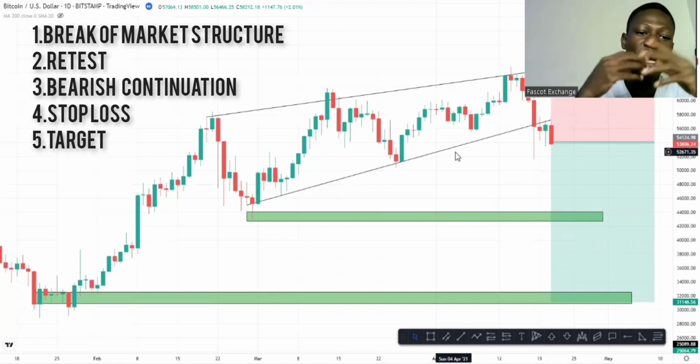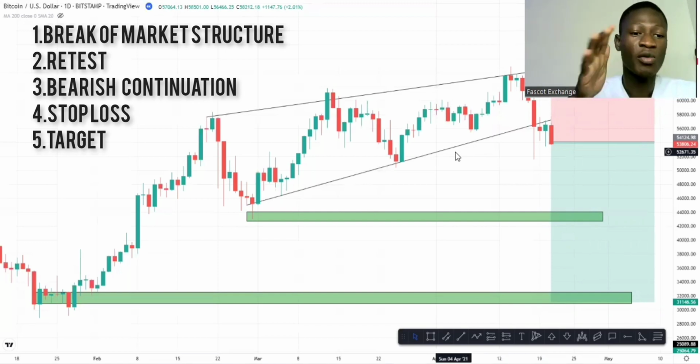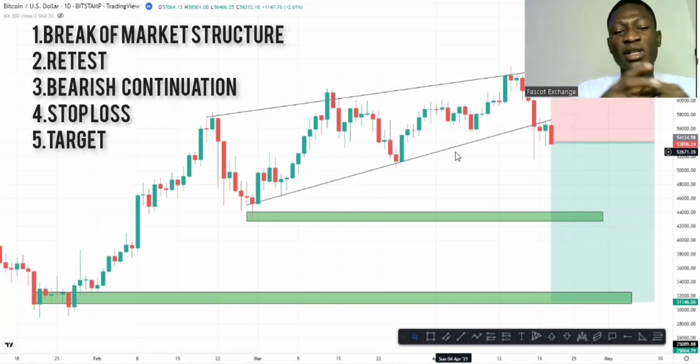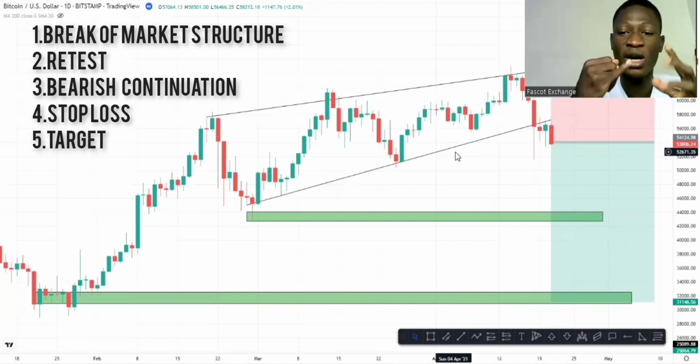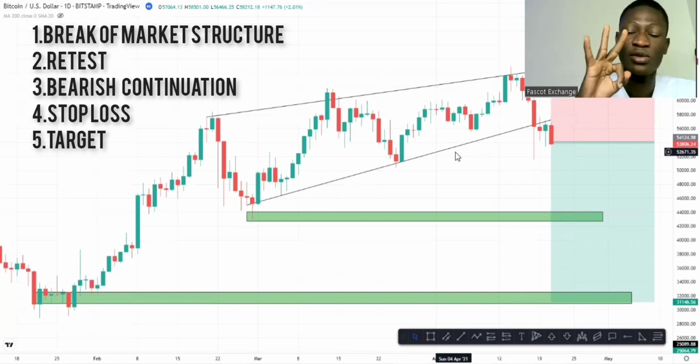Where do I put my stop loss? I already identified where I'm going to be putting my stop loss. Where do I enter the trade? I already know where I'm going to be taking my profit. So before you enter a market, you need to know why you're entering it, which is the break of the market, retest and continuation. That is three confirmations.